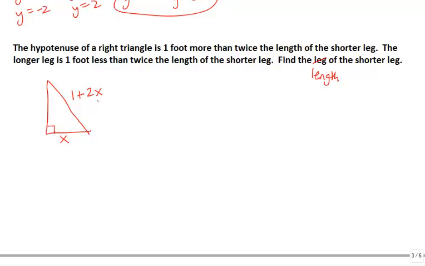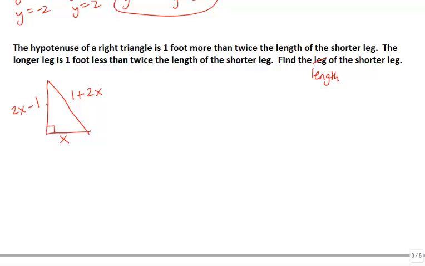So that's our hypotenuse. And then the longer leg is 1 foot less than twice the length of the shorter leg. Now be careful of your order here. 1 foot less than means subtraction, but we have to switch the order around because we want 1 foot taken away from twice the length of the shorter leg. So twice the shorter leg would be 2x, and then we want to take away 1 foot from that. So there is all three sides of our triangle.